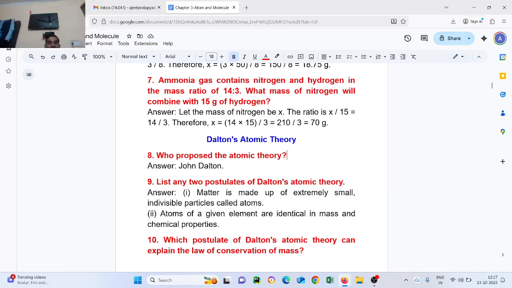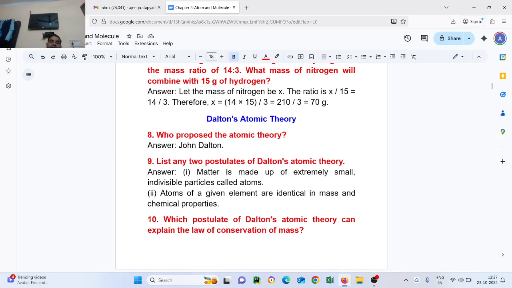Question number 9. List any two postulates of Dalton's atomic theory. First postulate: matter is made up of extremely small individual particles called atoms. Second, atoms of a given element are identical in mass and chemical properties.